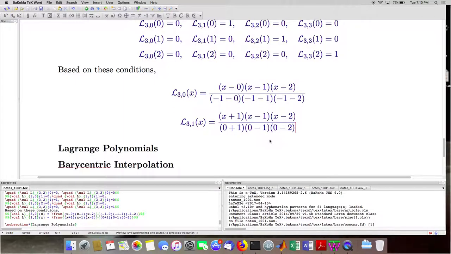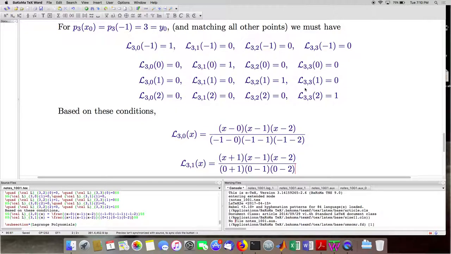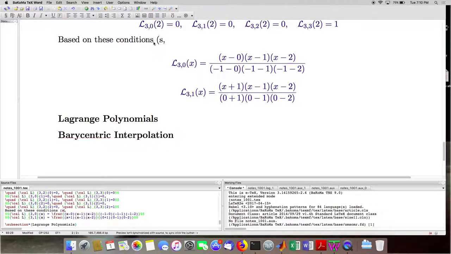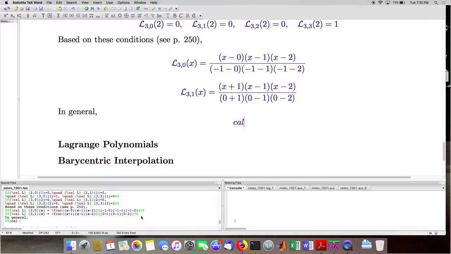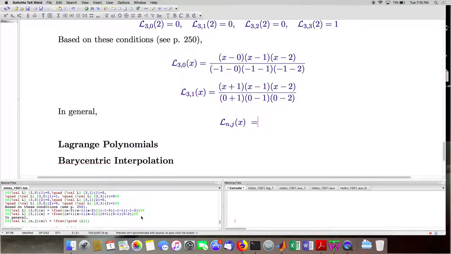And then this process would continue. I would construct L32 and L33 in the same way. In general, on page 250 is where all four of them are worked out. So I want to show you the general formula with however many points you have. All right, so I actually have a product.